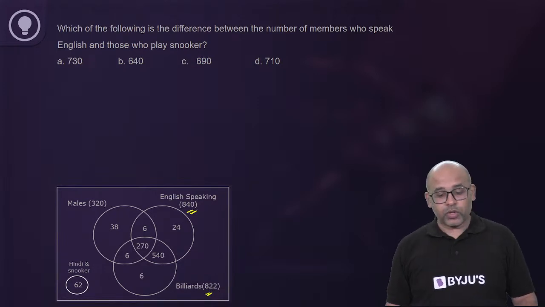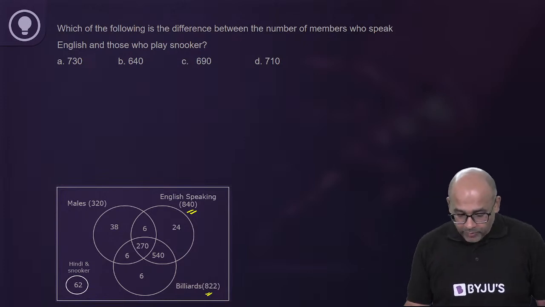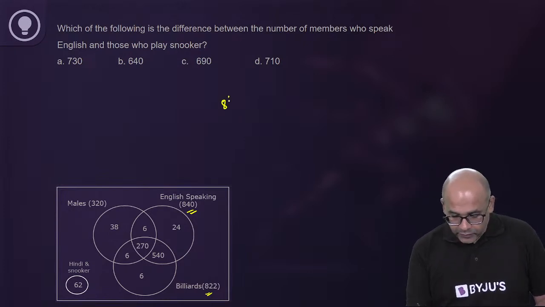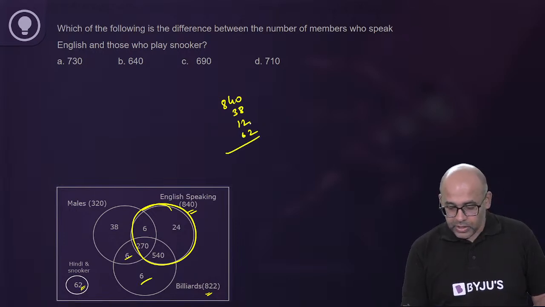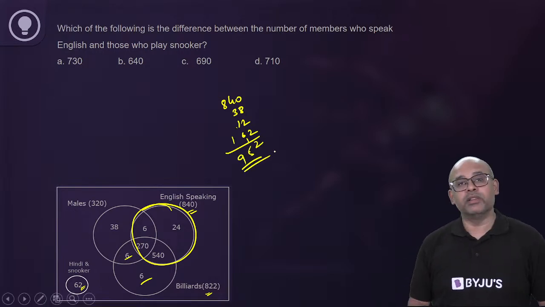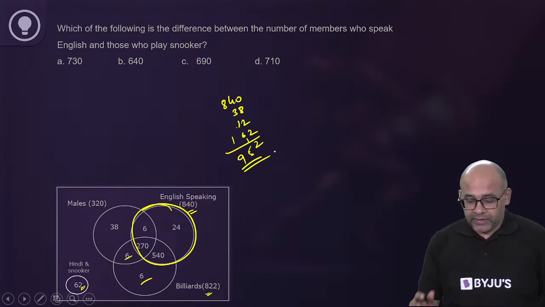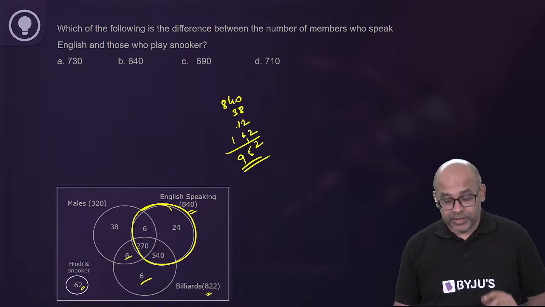By the way, what is the total number of people? The entire circle is 840 plus 38 plus 12, 6 plus 6 is 12, plus 62. So 8, 10, 12, 6, 7, 8, 9, 10, 11 plus 4, 15. 952 people. The total is 952 people. Anyway, that will probably be required in some other question.